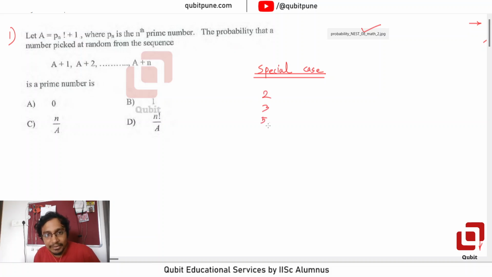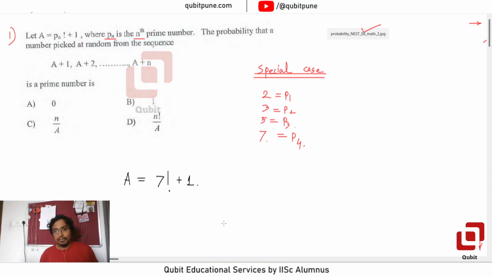Okay, so 2, 3, 5, 7. So this will be P4. Agreed? 7 is P4, 2 is P1, 3 is P2, 5 is P3, and the 4th prime number is 7. Now what is A? Tell me what is A? So A will be 7 factorial plus 1. Clear? Yes, sir. Okay, now consider this sequence.